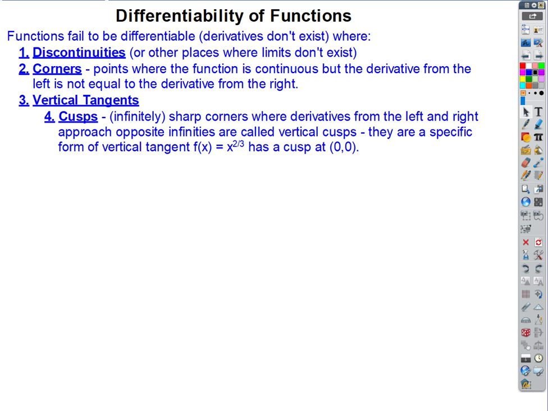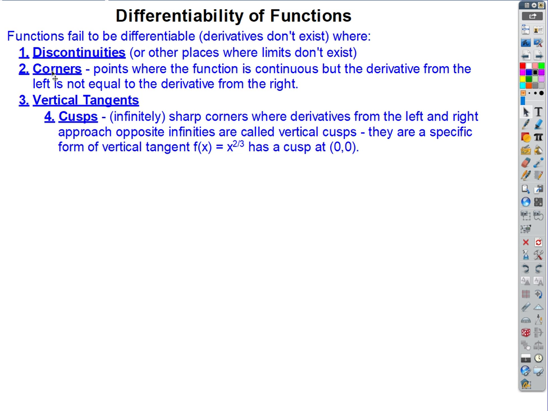So we said, where are functions not differentiable? Well, any place where limits don't exist, you can't take a derivative, right? Derivatives depend on limits. And so the most typical would be discontinuities. If a function is discontinuous, it's not differentiable. We remember we made the statement on Wednesday that differentiability implies continuity, right? So for something to be differentiable, it implies that it is continuous. It has to be. But functions could be continuous and still not be differentiable.